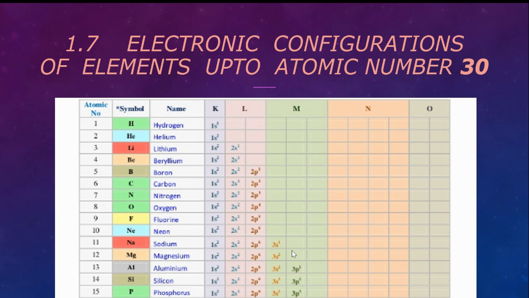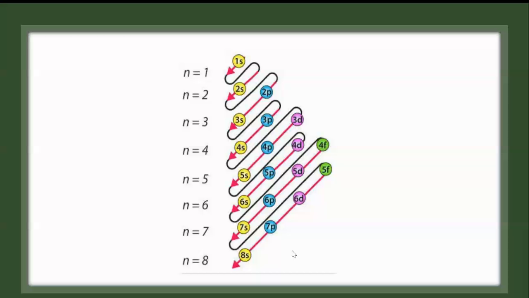So a simple method, a diagram known as the Aufbau diagram, has been introduced to write the electronic configuration very easily for any element with a bigger atomic number. The arrow shows the flow: the configuration will move 1s, then 2s, then 2p, 3s, then 3p, 4s, and after that 3d.